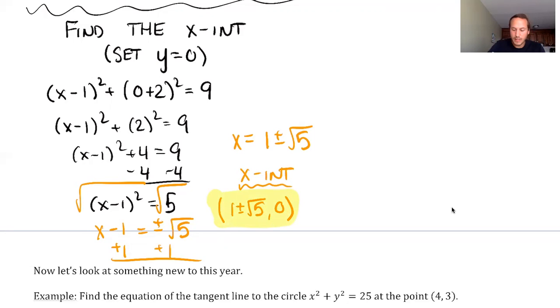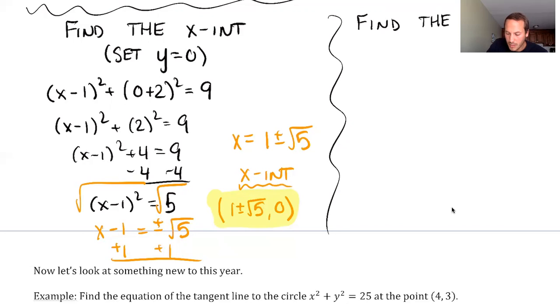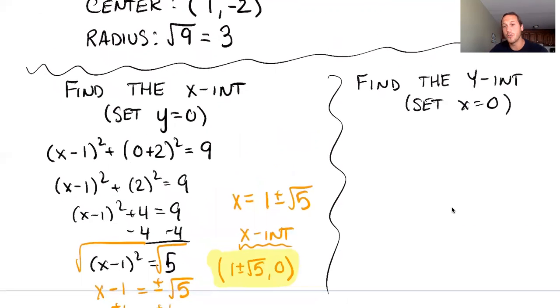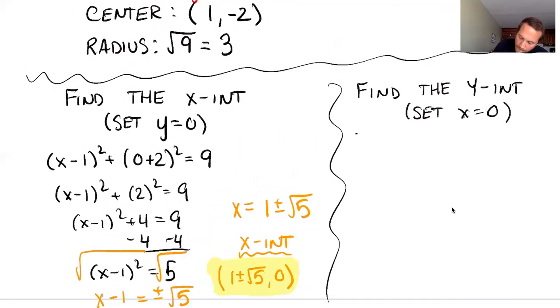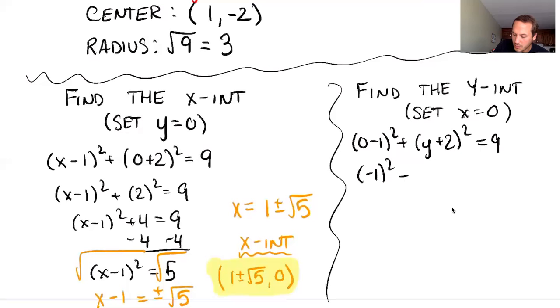Well, what would I do to find the y-intercept? The same thing, just set x equal to 0. But let's do it together. To find the y-intercept, we set x equal to 0. So it's the same steps, we're just setting the other thing equal to 0. 0 minus 1 squared plus y plus 2 squared is equal to 9. Negative 1 squared plus y plus 2 squared.